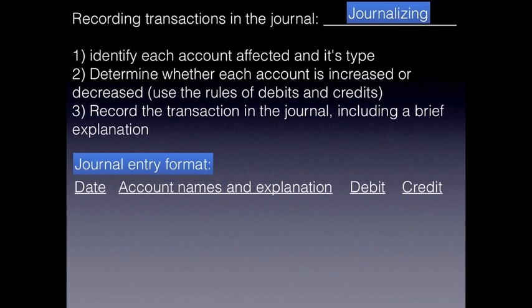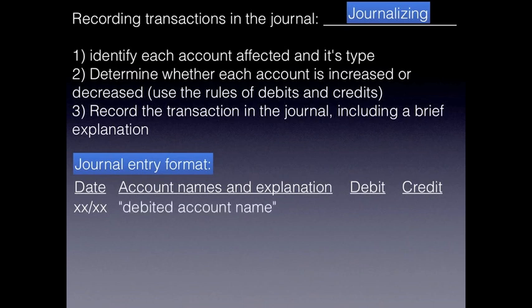The first part of a journal entry is the date of the transaction. I don't really have a date, so I'm going to use just X's to signify day and year, or day and month, depending on your journal. The second part of the journal entry is where we list the account names and the explanation in that column.